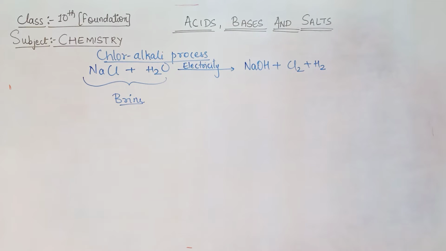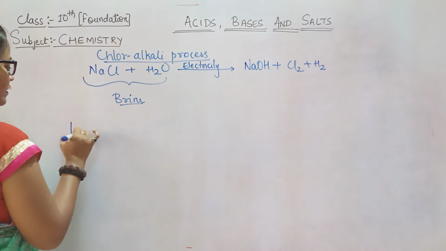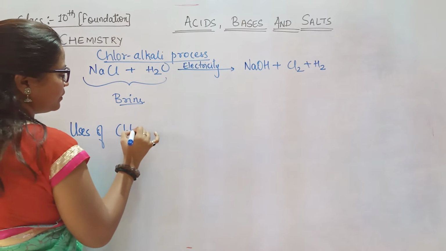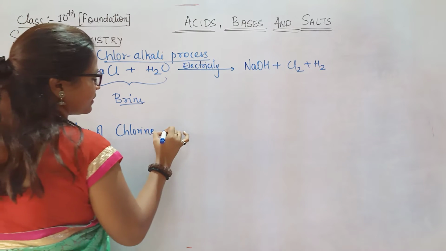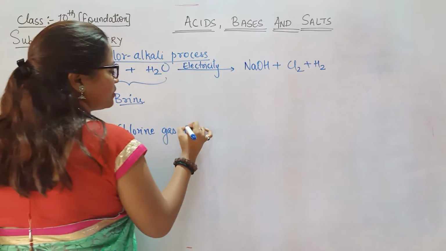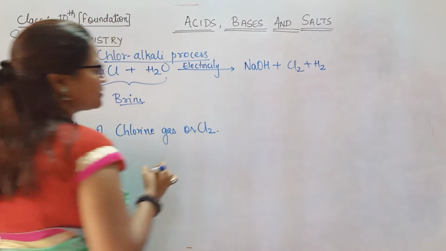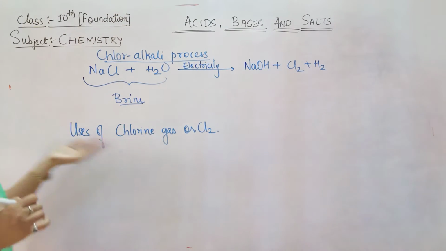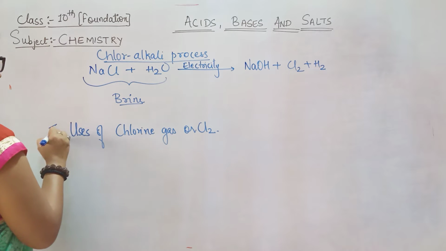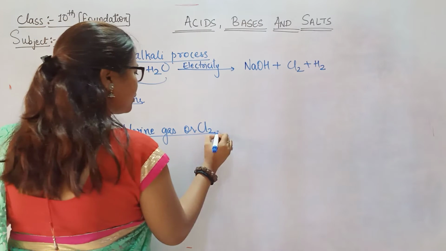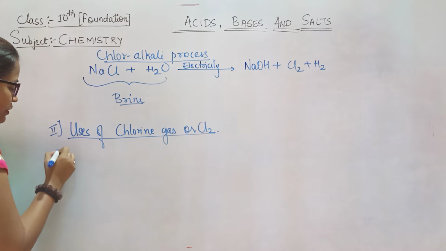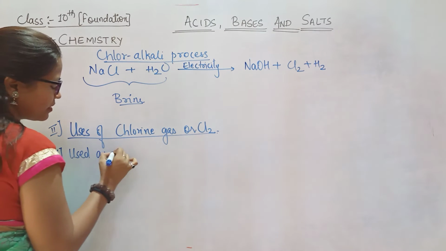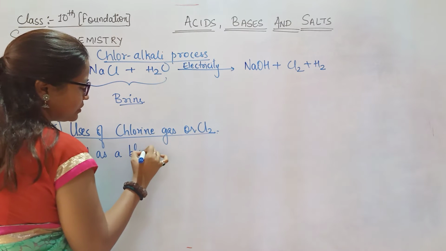Now the uses of chlorine gas or Cl2. See, the next important compound of this reaction is Cl2. Hence, we'll be doing the second one, that is uses of chlorine gas. So, what will be the first use? The first use is that it is used as a bleaching agent.